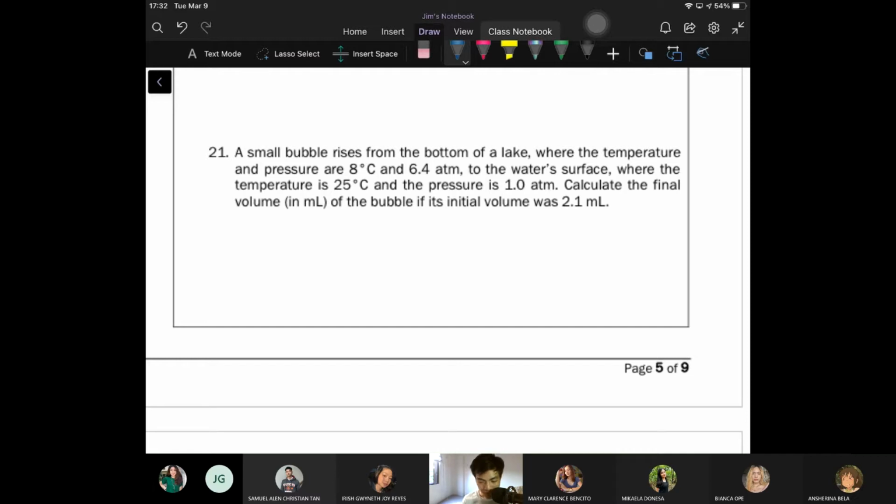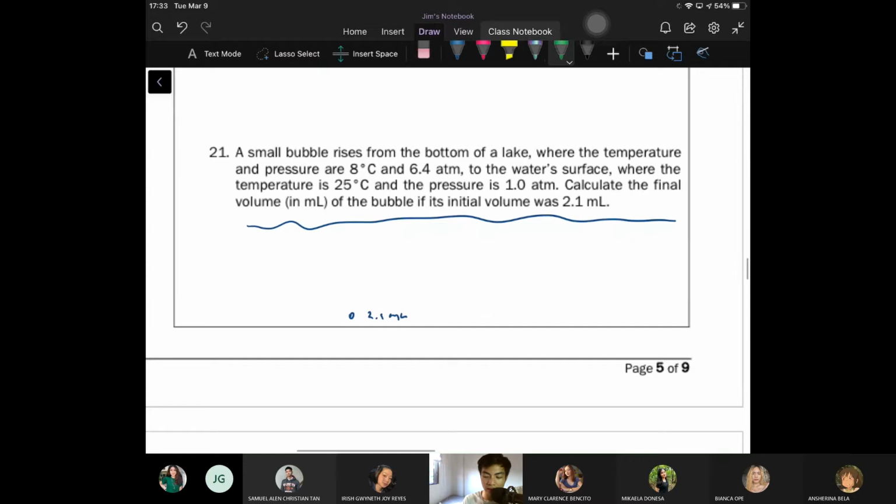Okay. So, nangyari daw dyan, yung small bubble from the bottom of the lake umakyat to the surface, no? Where the final temperature is 25 and the pressure is 1 atm. Calculate the volume of the bubble if the initial volume was 2.1 ml. Okay? So, ano idea dito? So, ito yung lake. Ito yung 2.1 ml na bubble. Okay? Kunwari, huminga si mermaid, no? Tapos, ano mangyari dyan sa bubble na yan? Naakyat yan. Ano kaya yung magiging volume niya pag akyat?